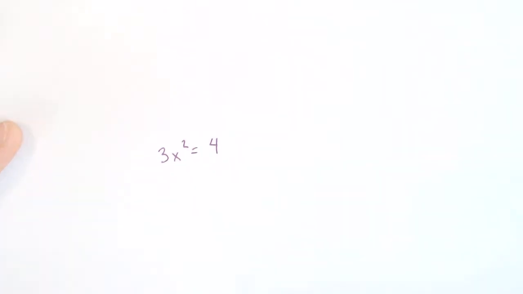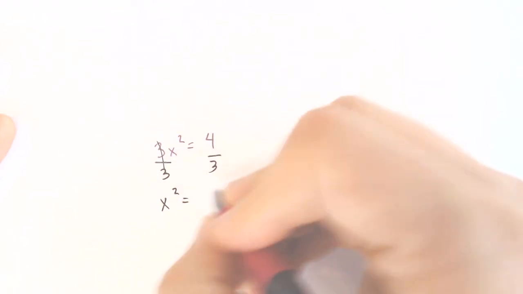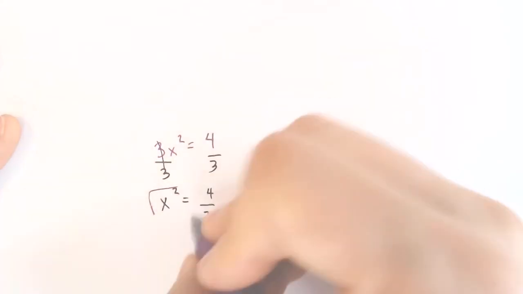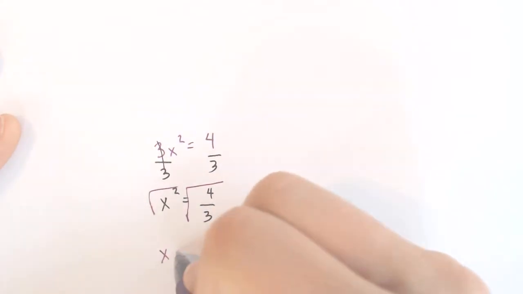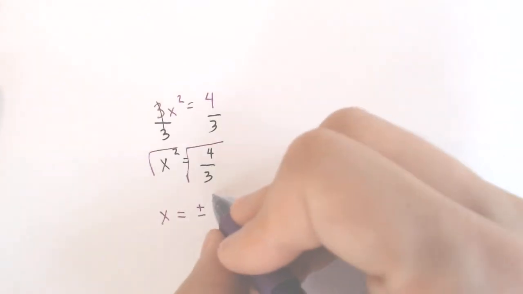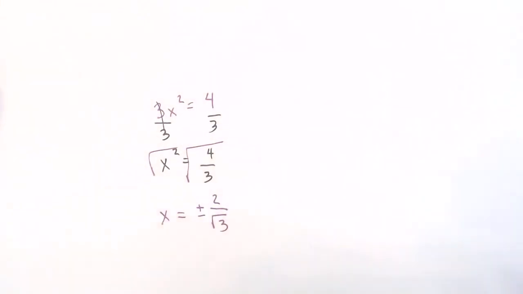This is an upgrade problem. It's going to look similar to this. Let's say you have 3x squared equals 4. If you divide by 3, 4 doesn't divide by 3. But here's the difference. When we square root this one, the 4 will square root. X would equal plus or minus the square root of 4 is 2, but the 3 does not square root.